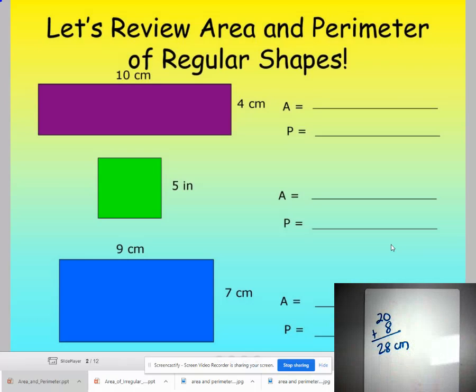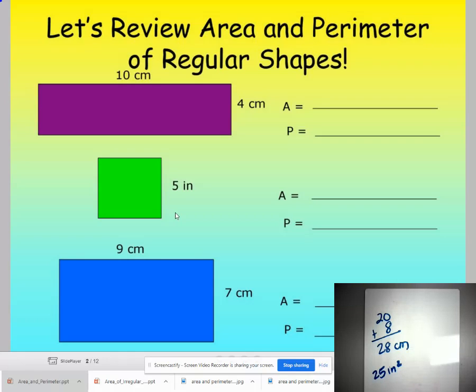Well, let's try the green square. It has 5 inches. All 4 sides are 5 inches. So what would be the area? 5 times 5, which is 25 inches squared.